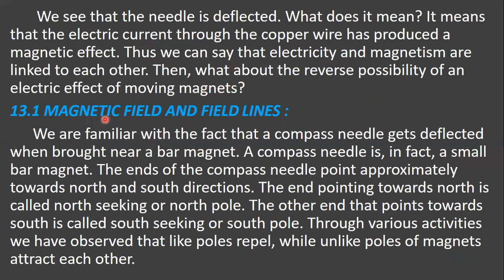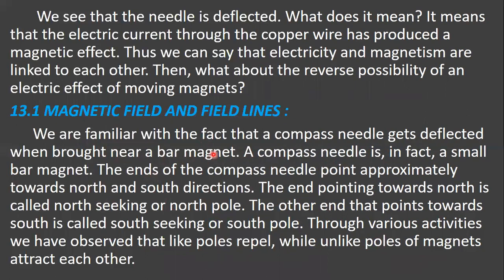And next, magnetic field and field lines. Here we are familiar with the fact that a compass needle gets deflected when brought near a bar magnet. See children, whenever a bar magnet is brought near a compass, the needle of the compass gets deflected. A compass needle is in fact a small bar magnet.